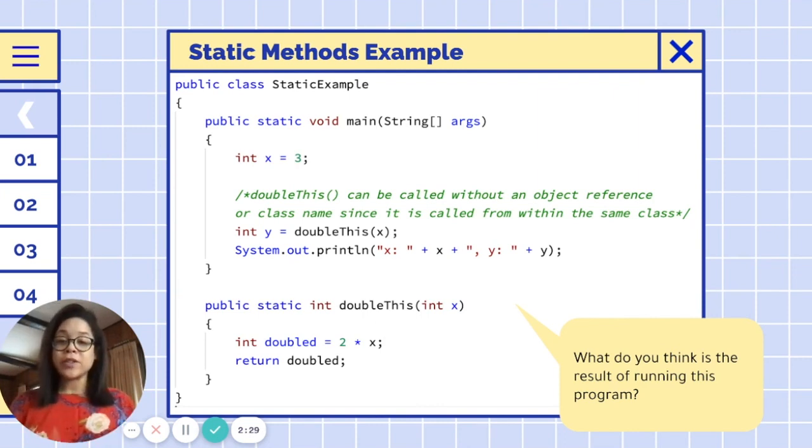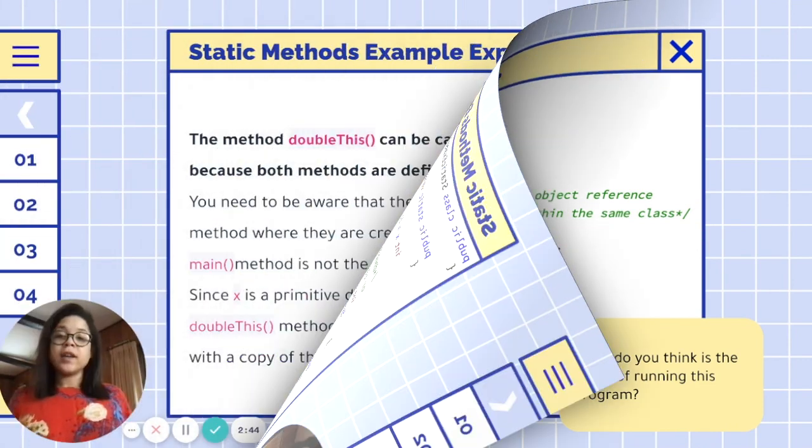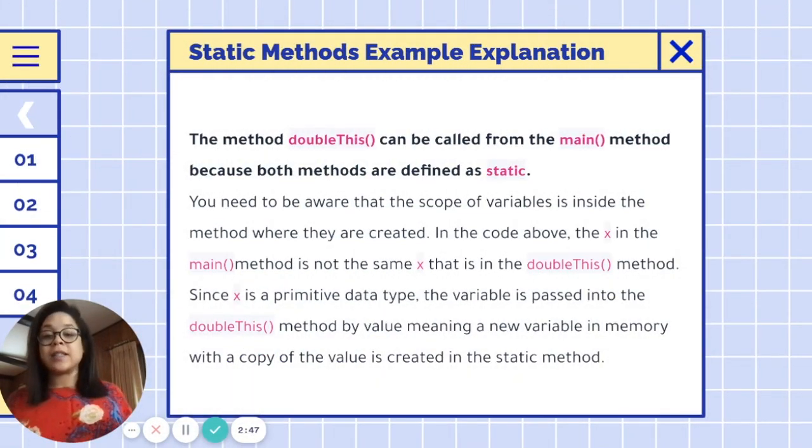So take a moment to analyze this class and think about what's the result of running this program. So this is kind of what's happening in the doubleThis method. This method can be called from the main method because both methods are defined as static. You have to be aware that the scope of the variables is inside the method where they're created. So the x in the main method is not the same as the x that's in the doubleThis method.